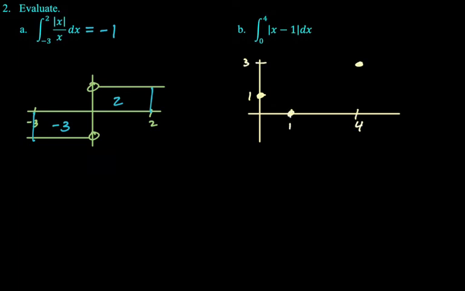So at 0, you get 1, at 1, you get 0, and at 4, you get 3. I'm going to draw two triangles, and I'm going to add up the areas of those triangles. So half of a 1 by 1 is 0.5, half of a 3 by 3 is 4.5. Add those together, we get 5.